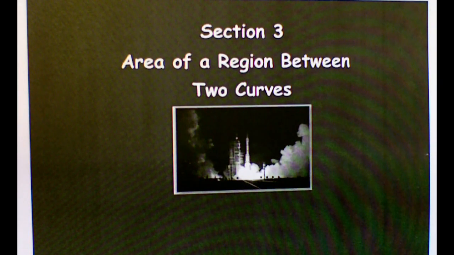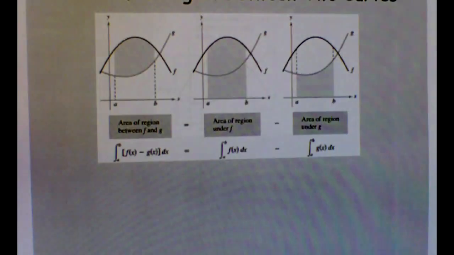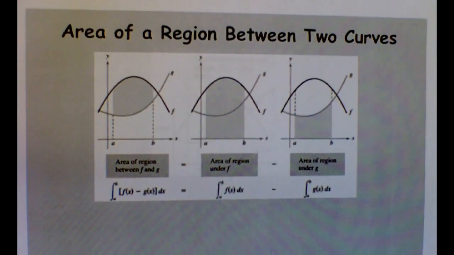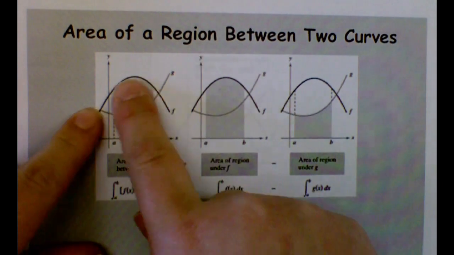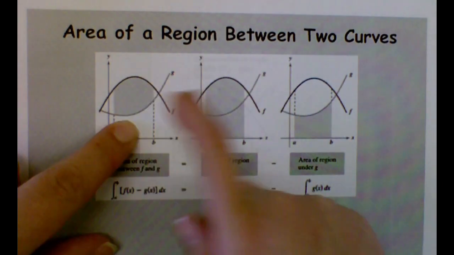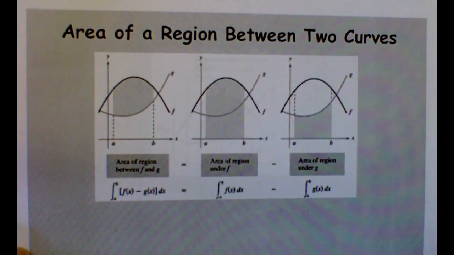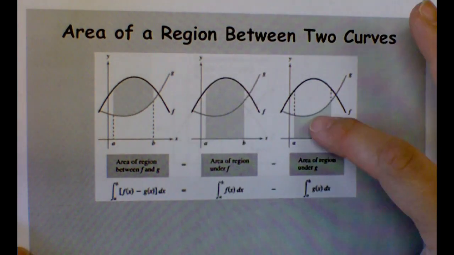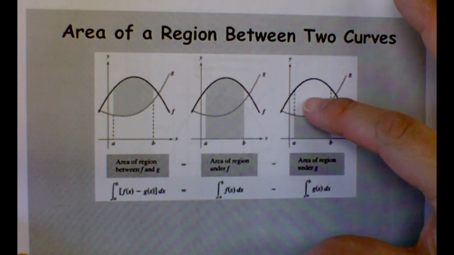All right, this is section 7.1. Not sure why I called it section 3 here, but it's the area of a region between two curves. So, the area of a region between two curves. What I'm saying is I have a curve and another curve, and I just want the area in between those. The idea is that we take the area underneath the top curve minus the area that's underneath the bottom curve, and that leaves us just the area between them that we want.